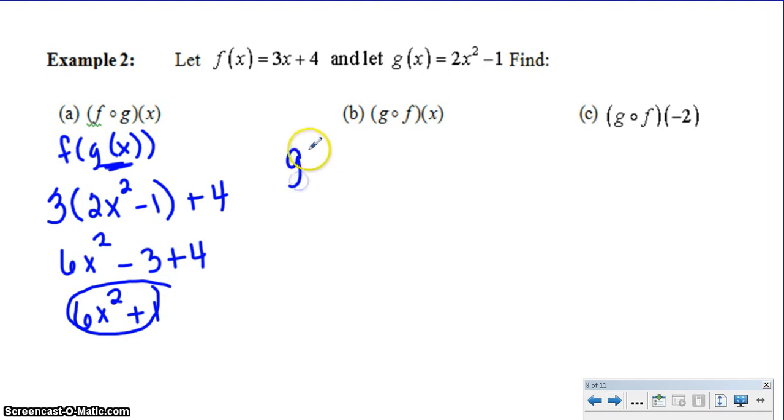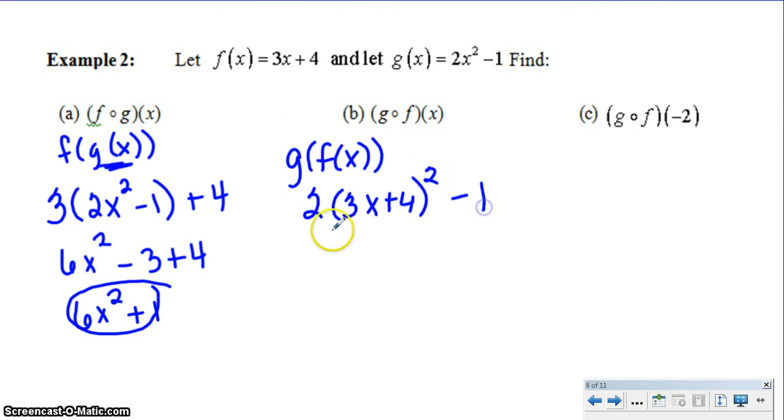Okay, next I have g of f of x. So this time I'm putting f into g. So in the g function, I have 2 times x squared. Instead of the x, I'm putting in 3x plus 4. Squaring that, and then minus 1. Be extremely careful with order of operations here. You want to do the squaring of that binomial first, then distribute the 2, then subtract 1.